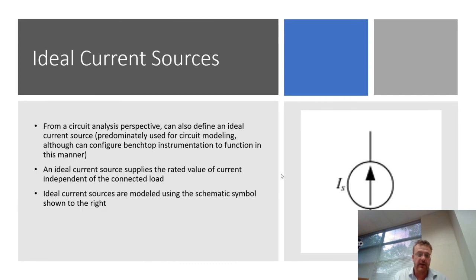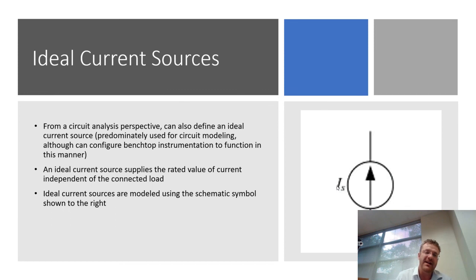You can, and it's very rare, have an ideal current source. For those of you who take an actual circuits class, you will analyze circuits that are excited by this type of ideal current source. You see the schematic here on the right. It's just an arrow with a specified value beside it. All these do is push a certain amount of current through a load regardless of what the load is.